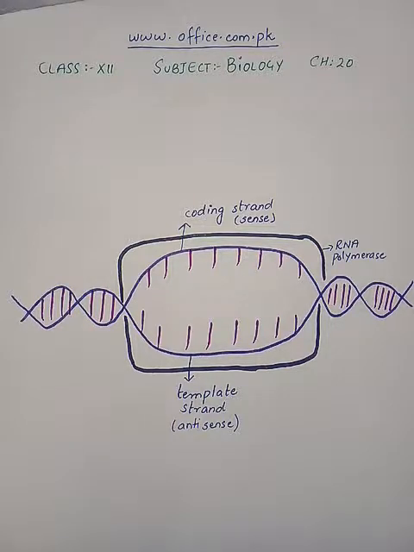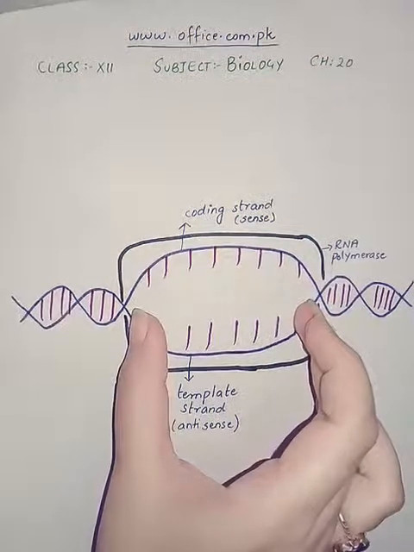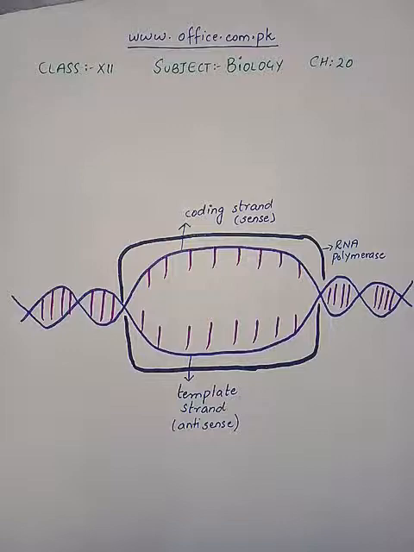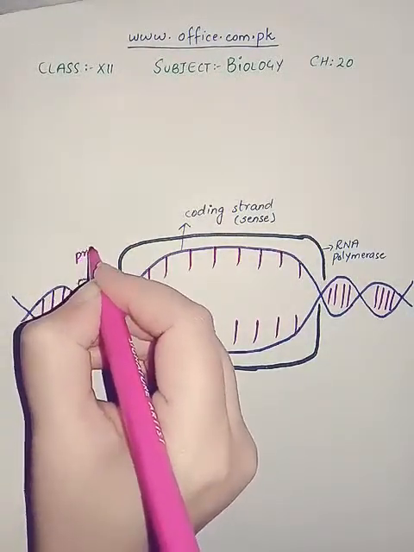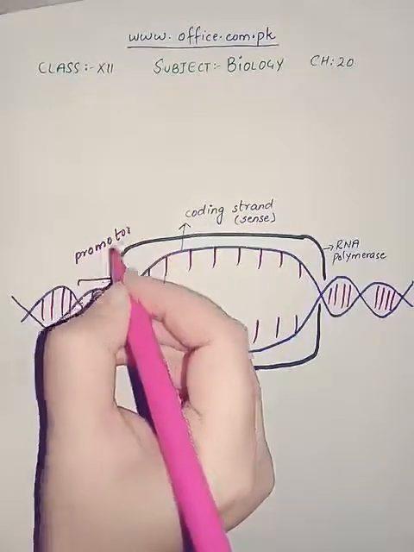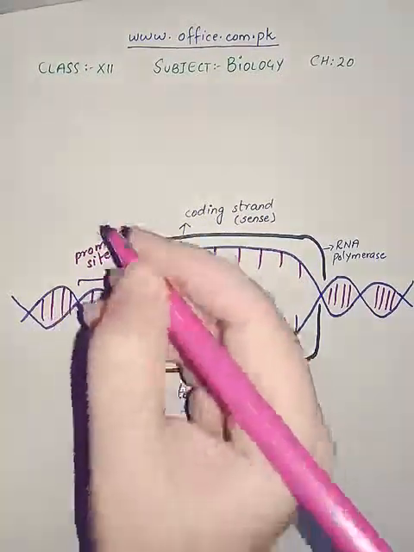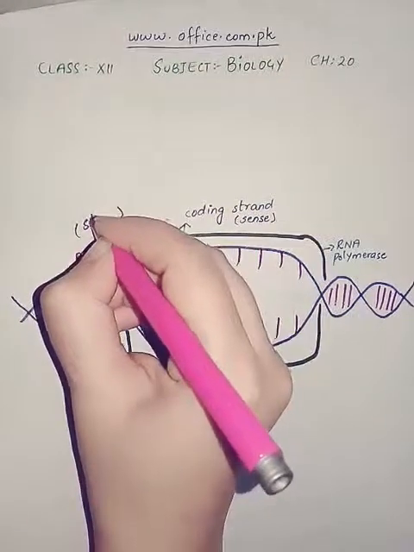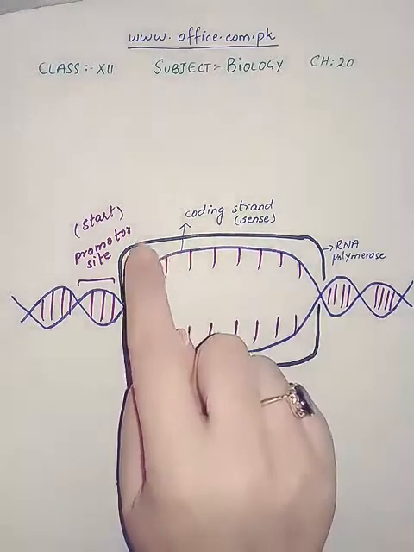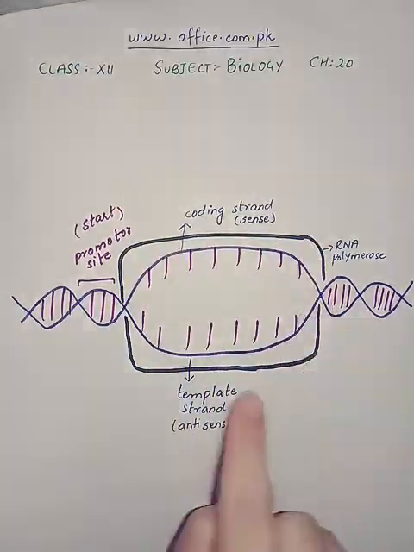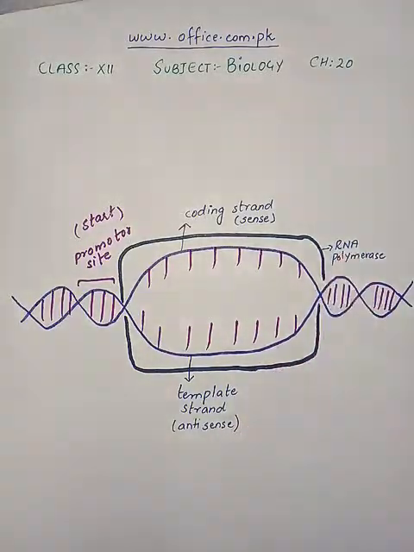Now the transcription will start when this is the gene sequence that is to be copied. Now the transcription will start at the promoter site. This is the promoter site or promoter sequence. You can say that it is the start point or the start sequence. What happens is that this RNA polymerase has various components, of which few are involved in the transcription.